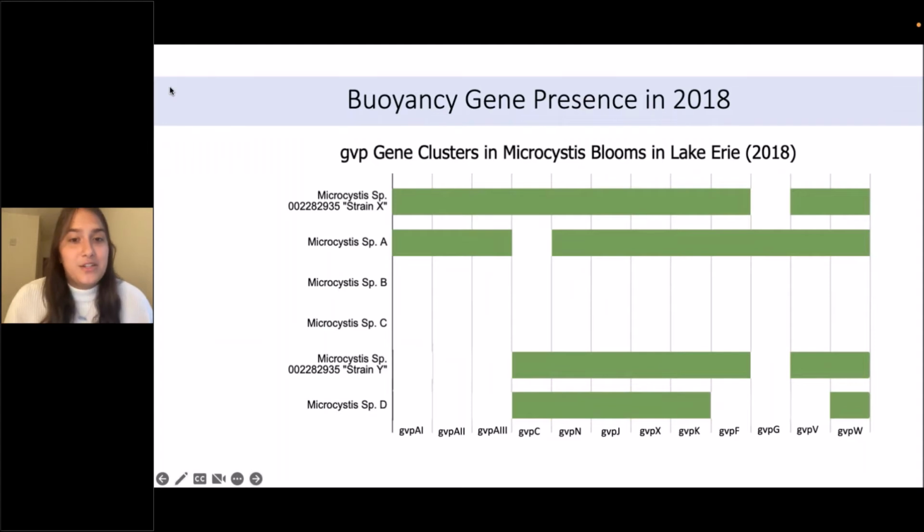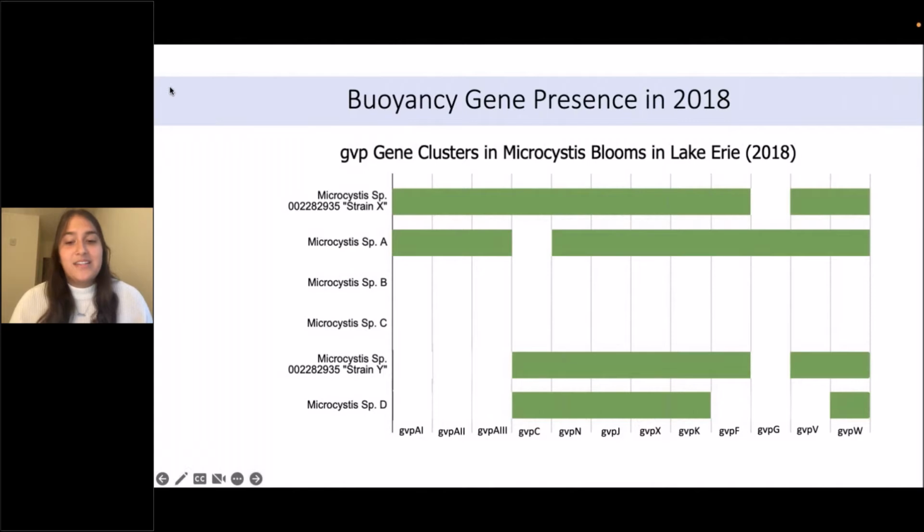Okay, so now talking about buoyancy genes. The gene cluster for buoyancy is the GBP gene cluster. And similar to MCY, we do also have key genes for GBP that we look for. So one of those is the GBP-A cluster, which is those first 3 on the left. And these are really important for the structure of gas vesicles. And so you'll note that the first 2 have most of the genes. We can probably say these are buoyant strain species. The second 2 are missing all of them, so we can say these are probably non-buoyant.